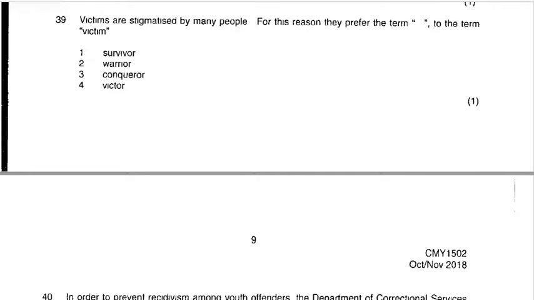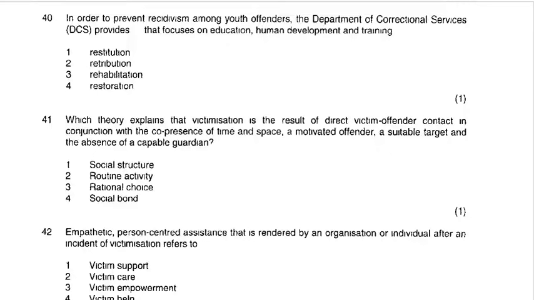40. In order to prevent recidivism among youth offenders, the Department of Correctional Services provides that focuses on education, human development and training. The answer is 3, which is rehabilitation. This is found on page 134 of our study guide.